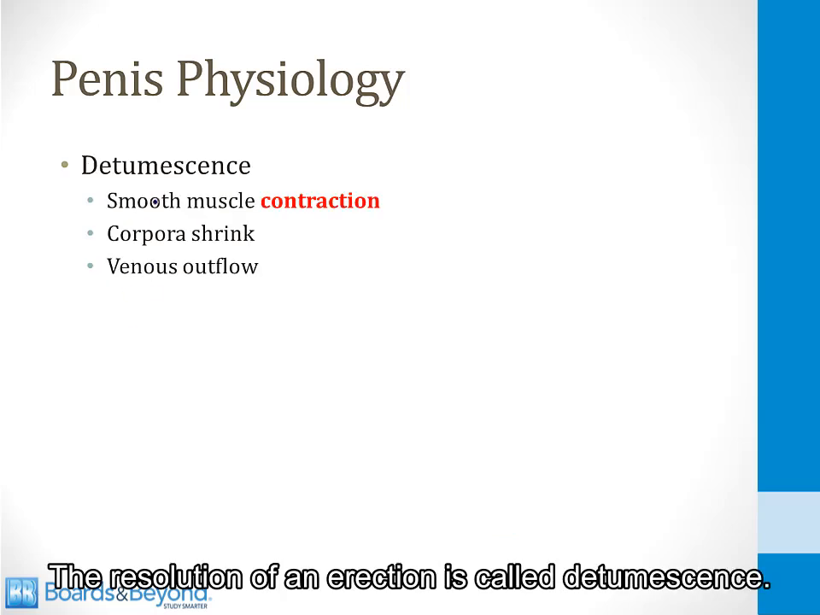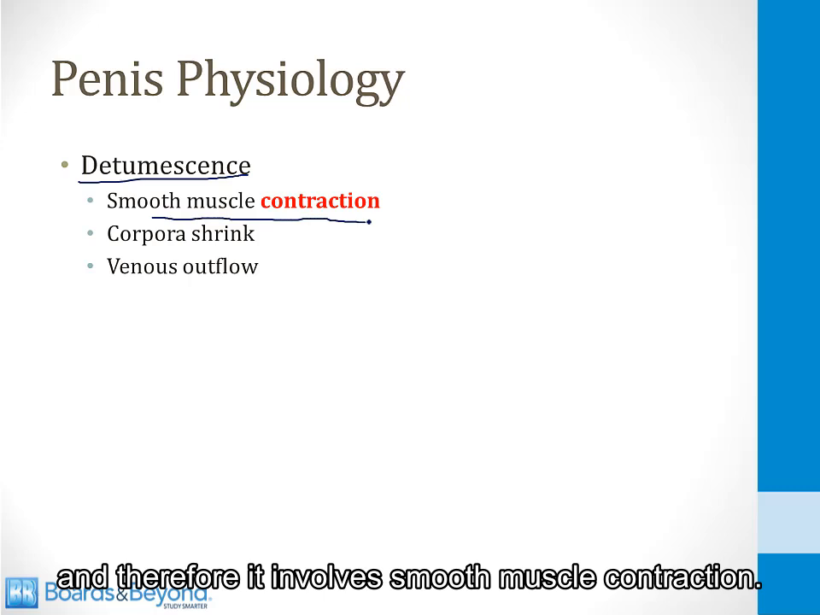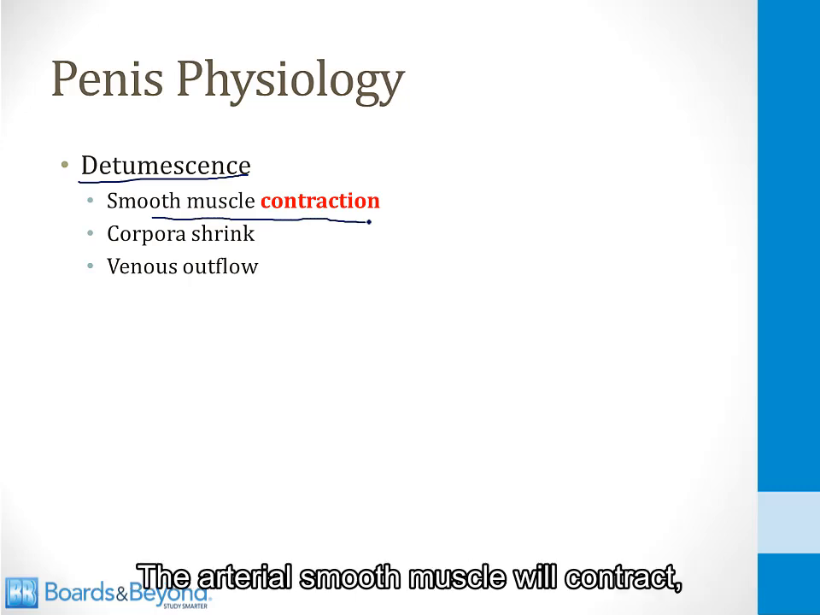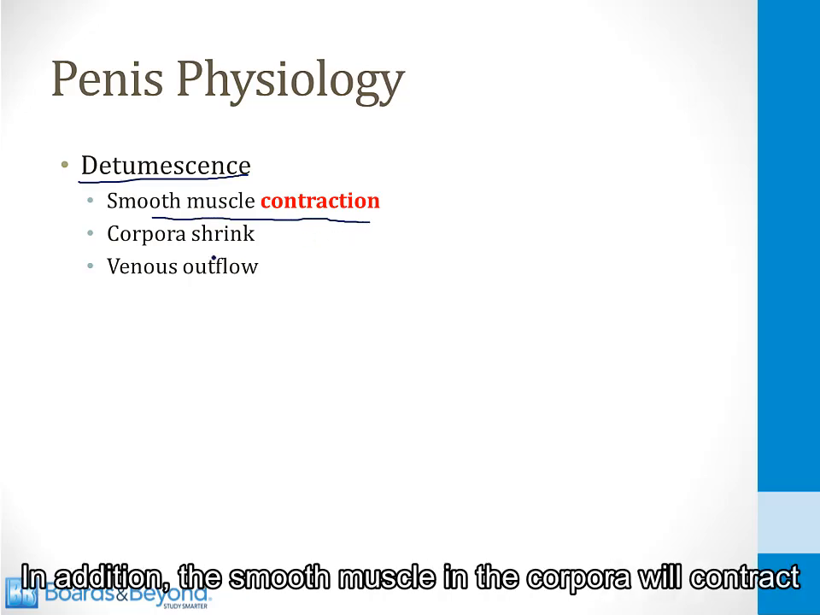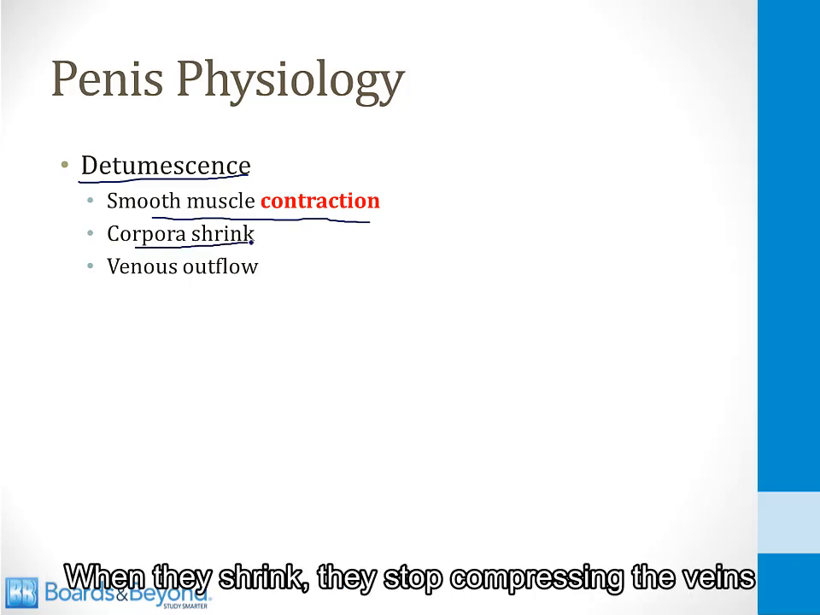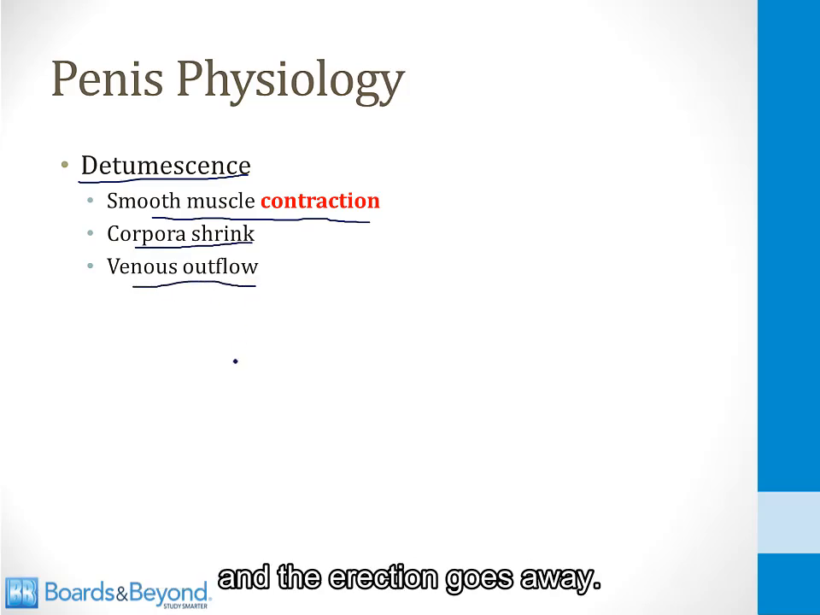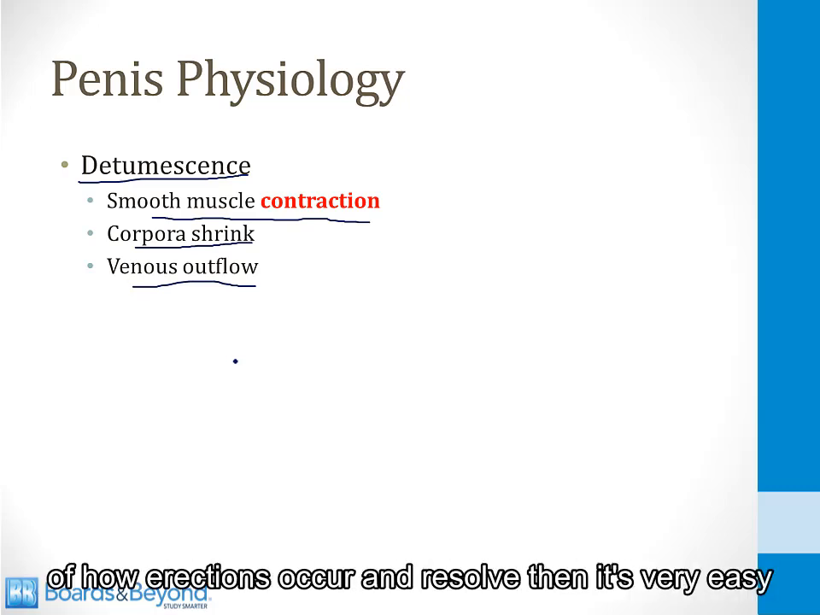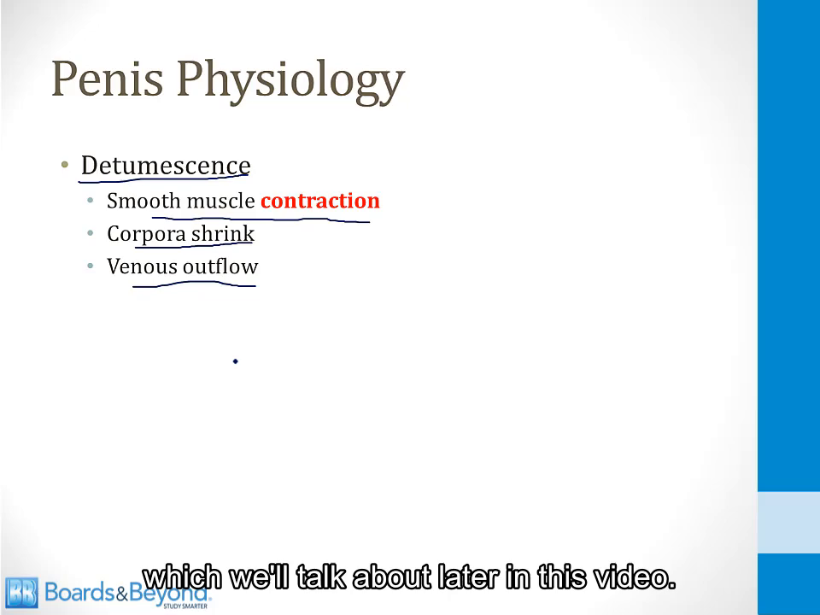The resolution of an erection is called detumescence. This is basically the process of tumescence in reverse, and therefore it involves smooth muscle contraction. The arterial smooth muscle will contract. This will lead to less blood flowing into the penis. In addition, the smooth muscle in the corpora will contract, and therefore the corpora will shrink. When they shrink, they stop compressing the veins and venules, and venous outflow occurs, and the erection goes away. And if you understand this basic physiology of how erections occur and resolve, then it's very easy to understand priapism and erectile dysfunction drugs, which we'll talk about later in this video.